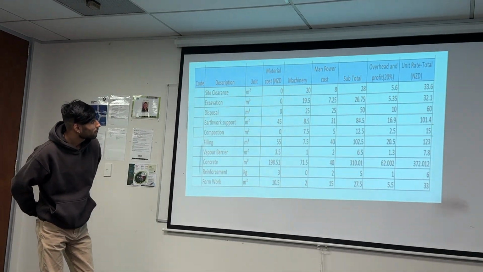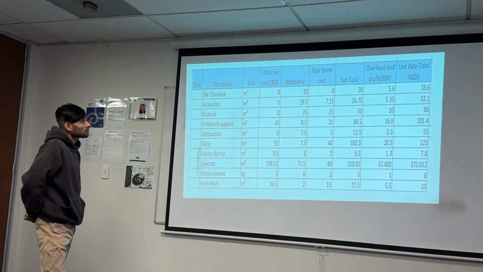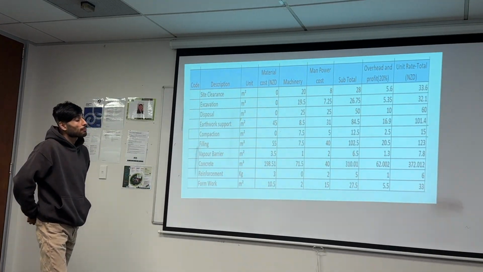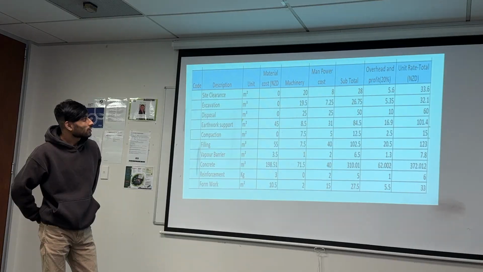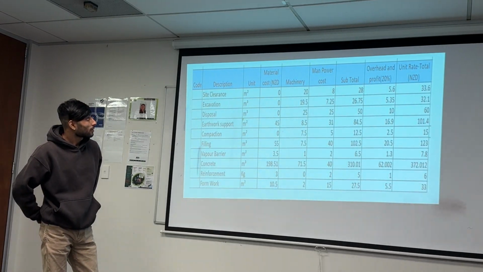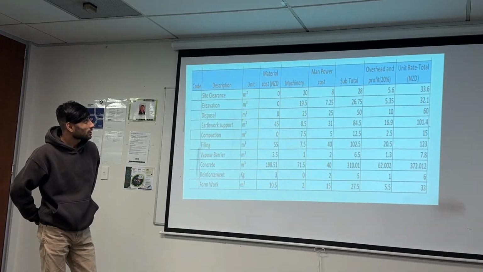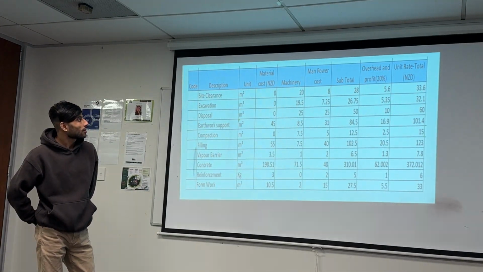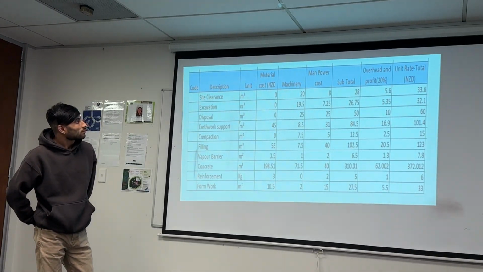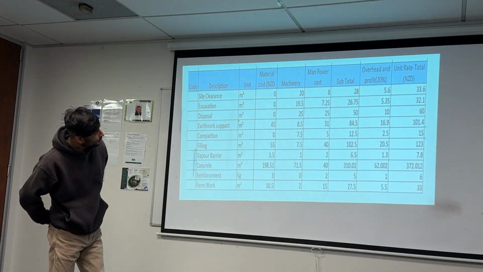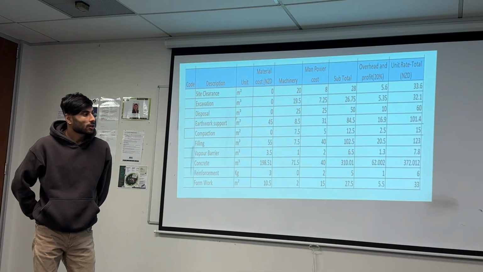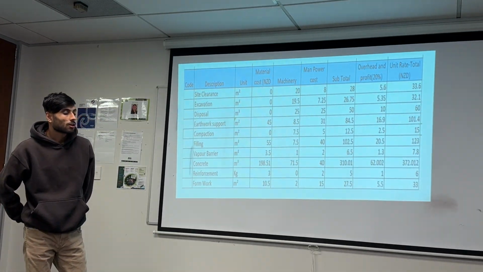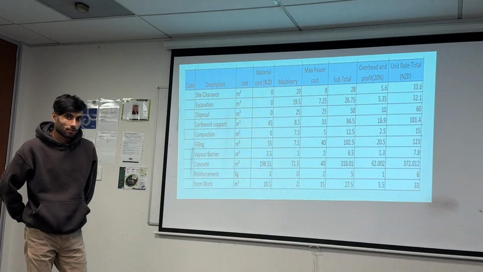This is the example. We need to calculate the material cost, machinery, and manpower, and we need to subtotal all of them. We need to calculate the machinery work cost for the skilled and non-skilled labor, and the same for the manpower, we also need to calculate its skilled and unskilled labor.